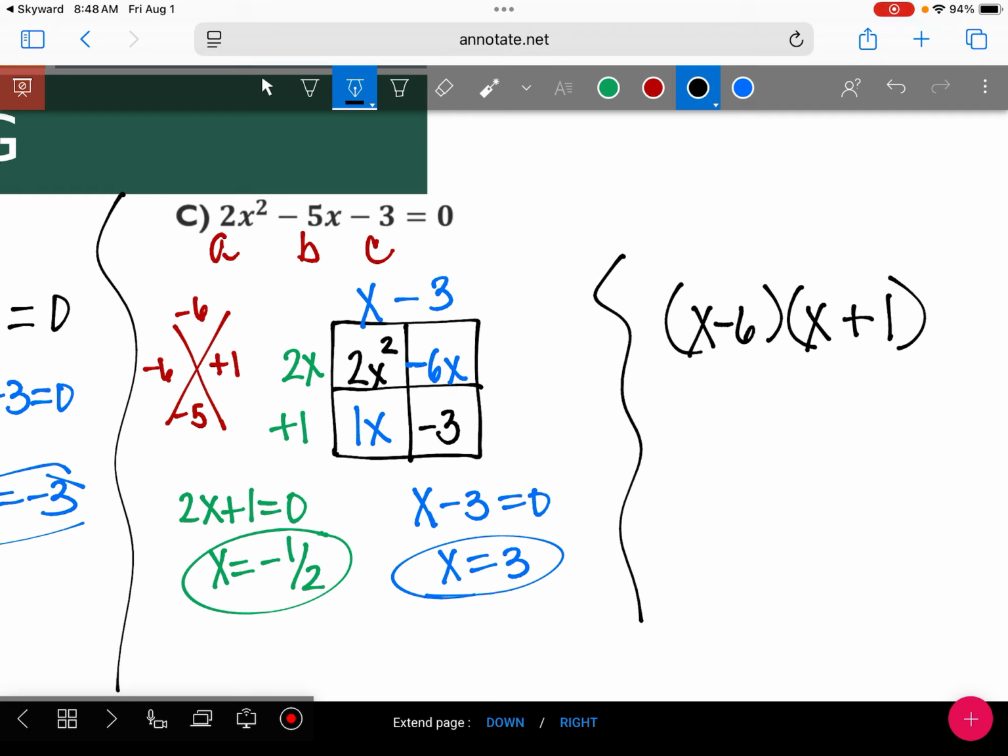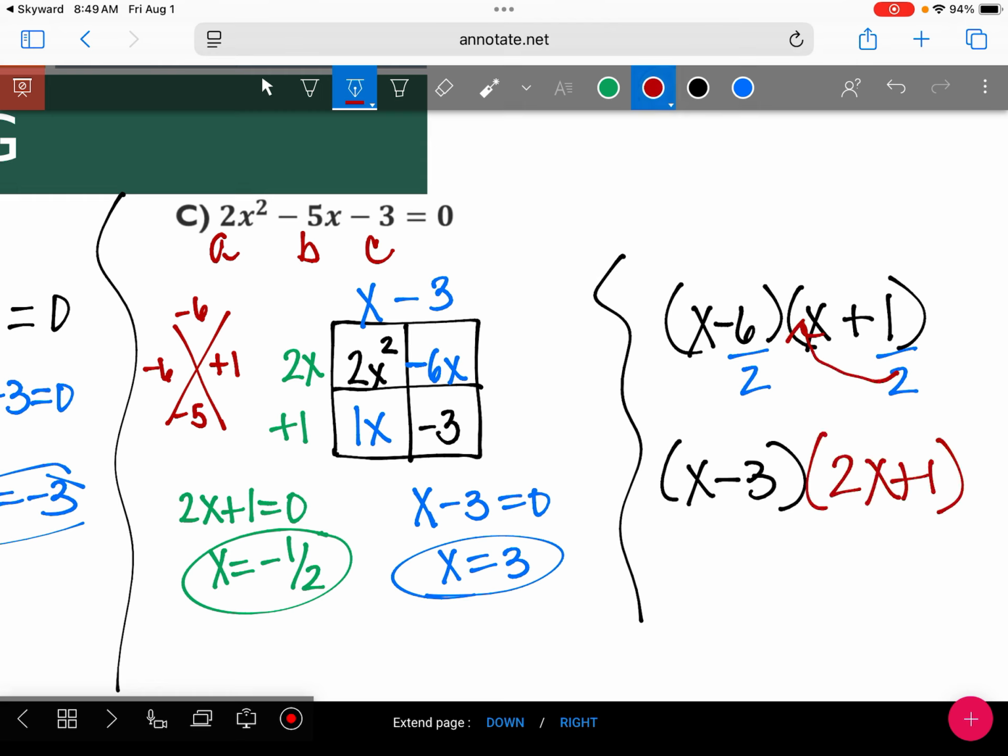Now for the bottoms up method, you simply divide by A. So because A is 2, I'm going to divide this by 2, and I'm going to divide this by 2. 6 divided by 2 is 3. So now we have our x minus 3 factor. Because I can't divide 1 by 2, I'm going to take that 2 and move it from the bottom up. That's why it's called bottoms up. I move that 2 up in front of the X, and it becomes 2x plus 1. And again, you still get the same answers.